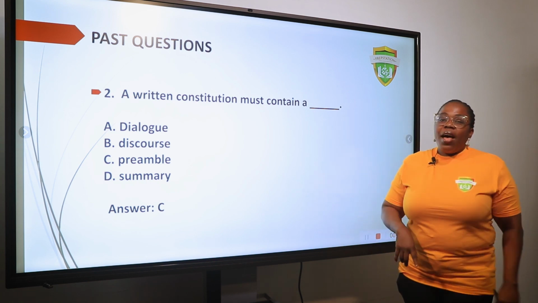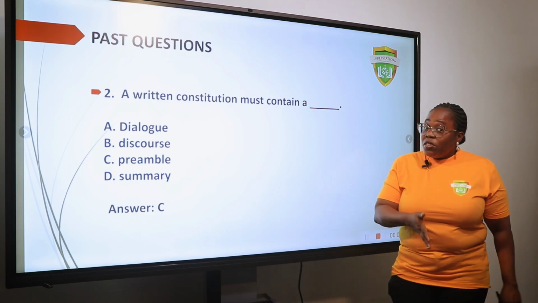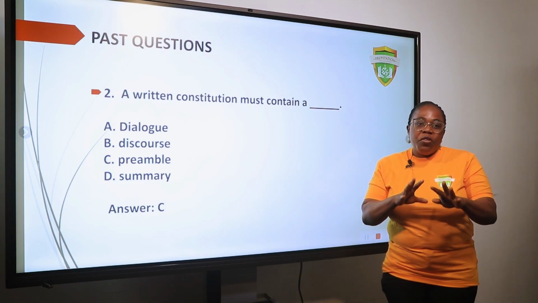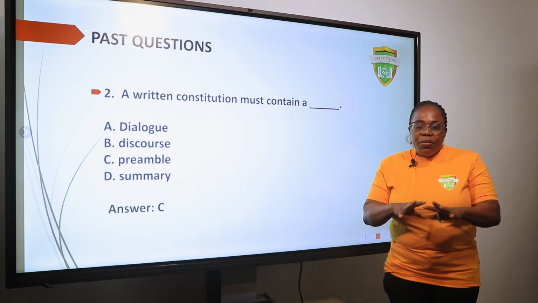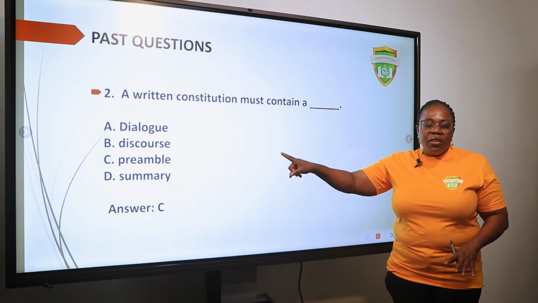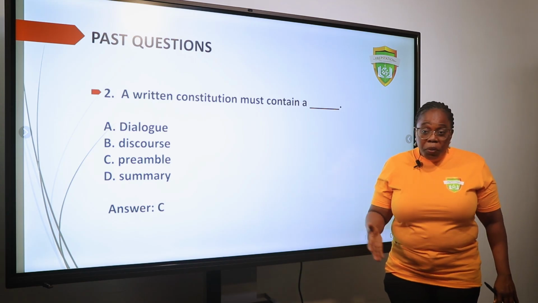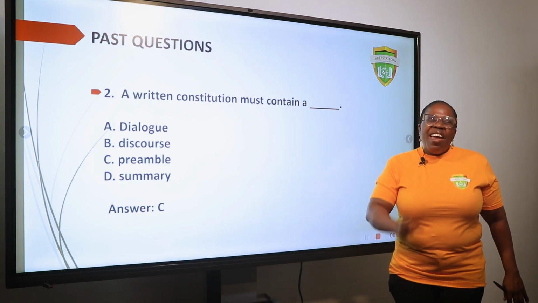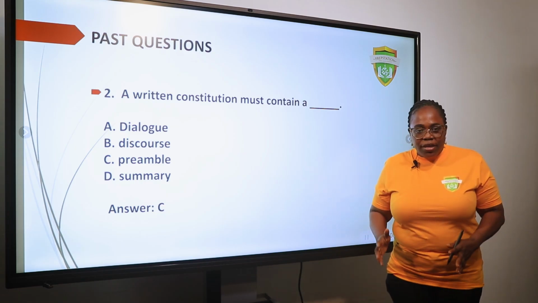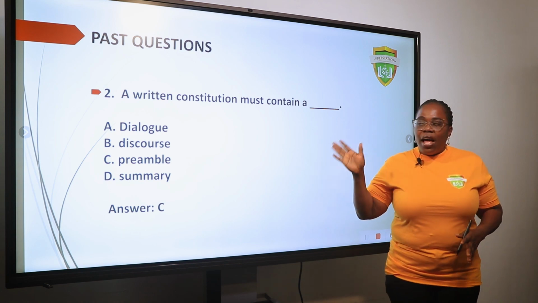Yes, Nigeria practices a rigid and written constitution. A rigid constitution is that constitution that takes a lot of procedures for it to be amended. Yes, you may need a referendum before it's amended. So that is a rigid constitution. Now, a written constitution, is it dialogue? No. Is it discourse? No. A written constitution must have a preamble. Very important. It must have a preamble. So that is the answer.